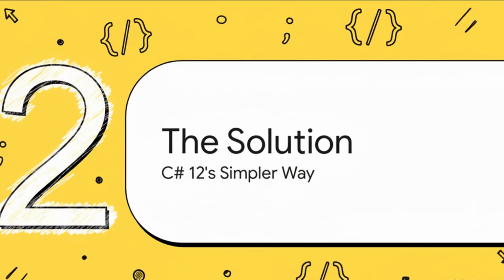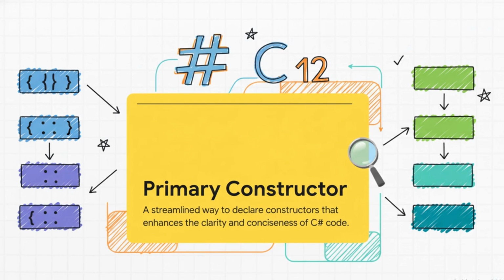All right, so that was the before. Now let's get to the after. Let's see how C# 12 just elegantly cleans this whole mess up with primary constructors. So what is a primary constructor, really? Well, at its heart, it's just a super streamlined way to declare your constructor parameters right up in the class declaration itself. You just put them right next to the class name. This means you don't need a separate constructor body just to do assignments. It makes everything clearer and way more concise.